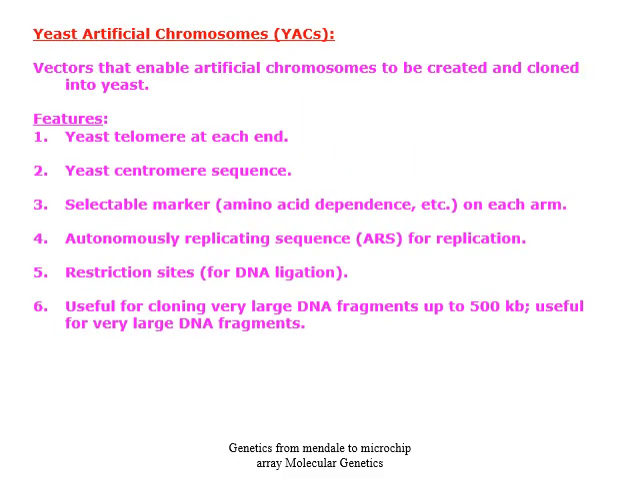Yeast artificial chromosome, a vector that enables an artificial chromosome to be created and cloned into yeast. Yeast telomere at each end. The telomere is the end of the chromosome. Here is the chromosome, and here the telomere. Yeast chromosome centromere sequence, selectable marker, amino acid dependence on HIS3, autonomously replicating sequence for replication, restriction sites for DNA ligation. Useful for cloning very large DNA fragments, up to 500 kilobases.